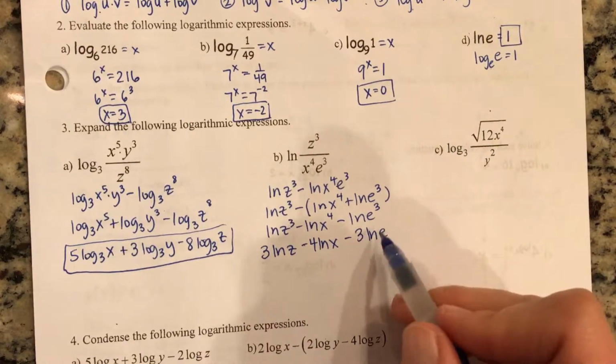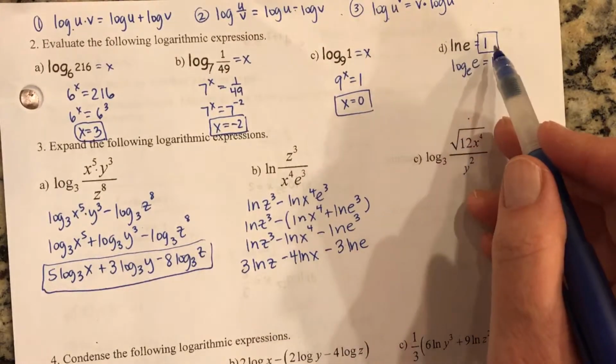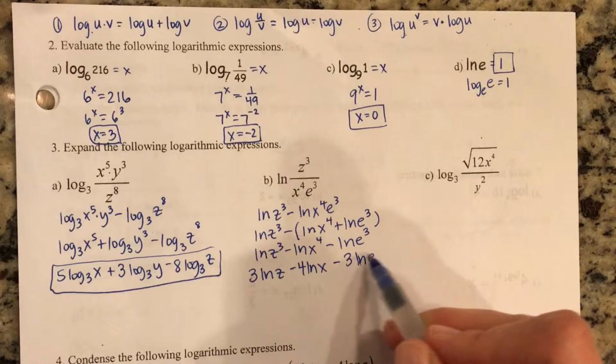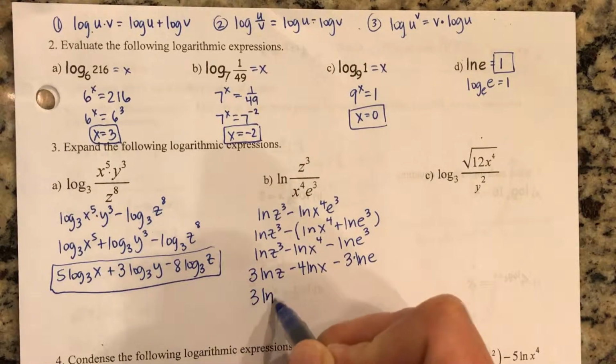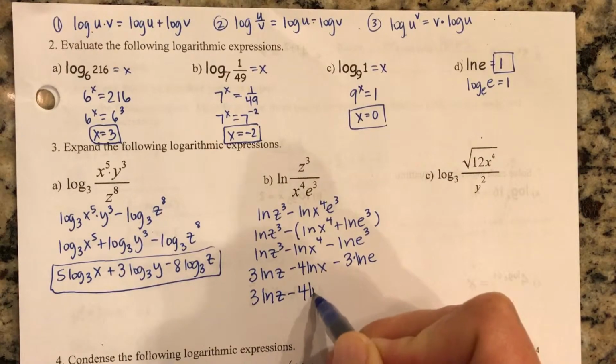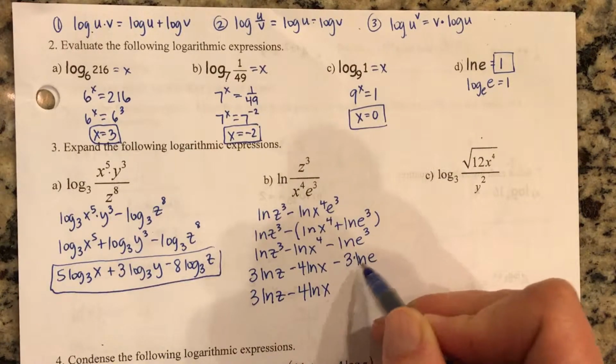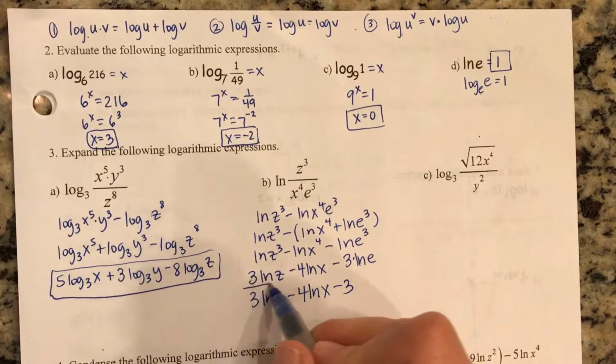And I noticed this right here, if you go back up here, the natural log of e is equal to 1. Well, guess what we're looking at right here? A cute little 1, and this is multiplication, so this is 3 natural log of z minus 4 natural log of x, and then 3 times 1, which is negative 3.